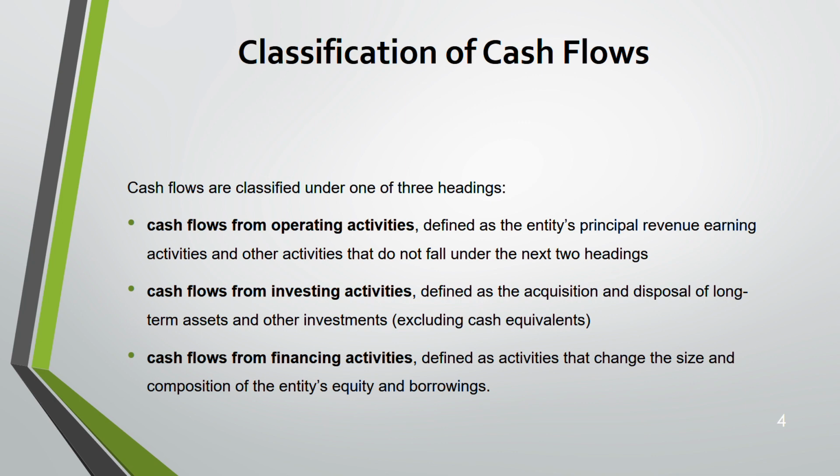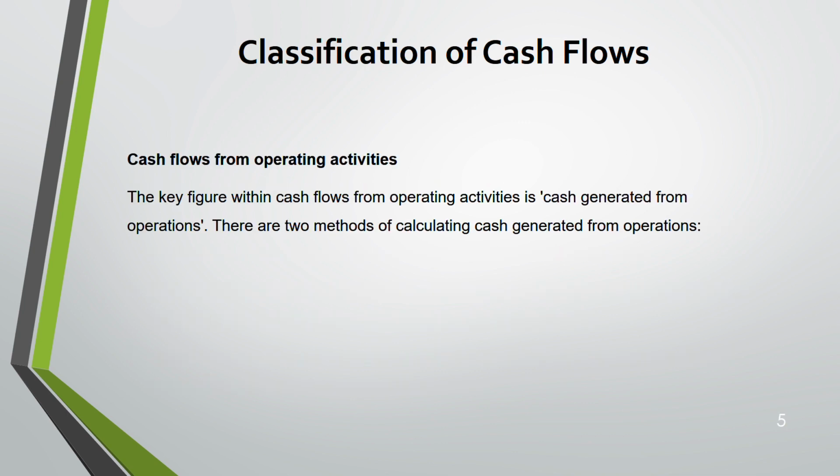We have a list of things which will go in operating, investing, financing, don't worry. Okay, but classification is very important. You cannot incorrectly put operating activity items into investing, or investing into financing, or financing into operating or investing. No, it has to be put under the correct heading. So let's start with cash flow from operating activity in detail.